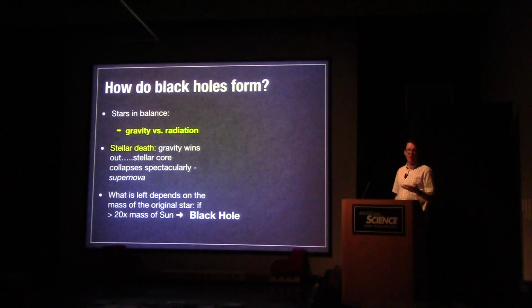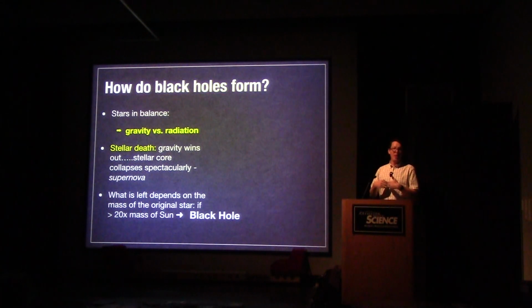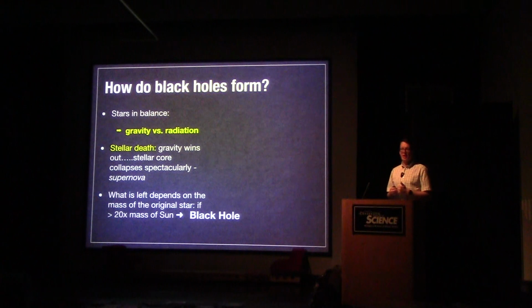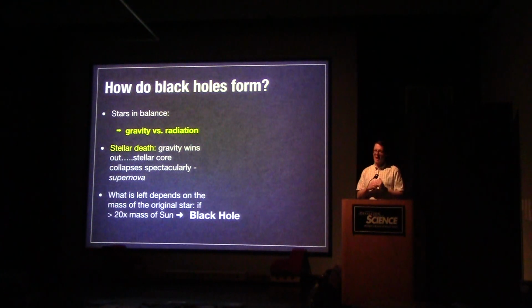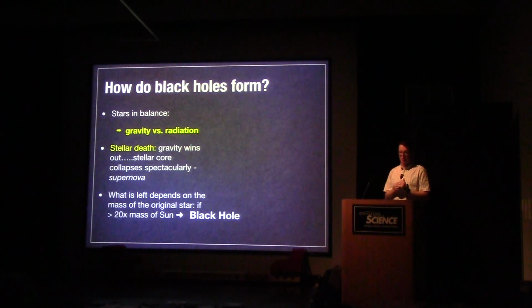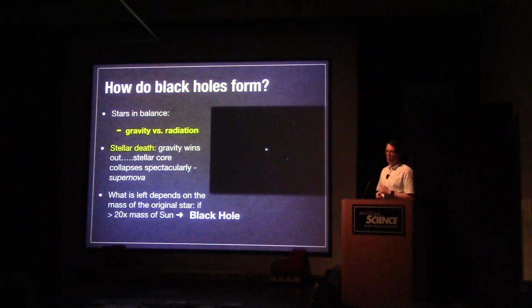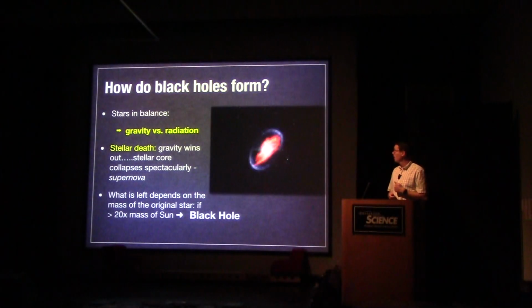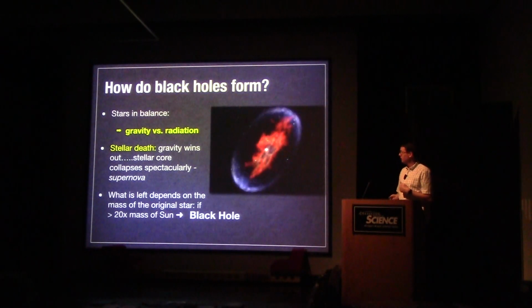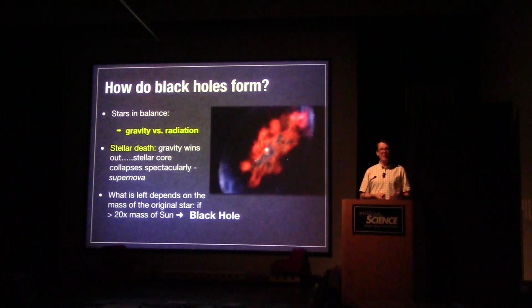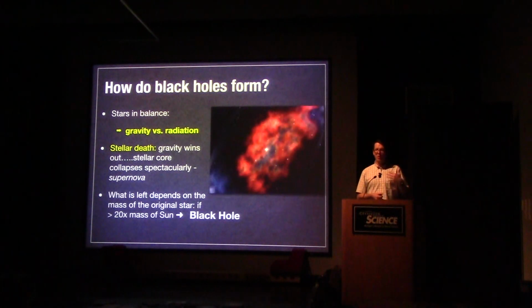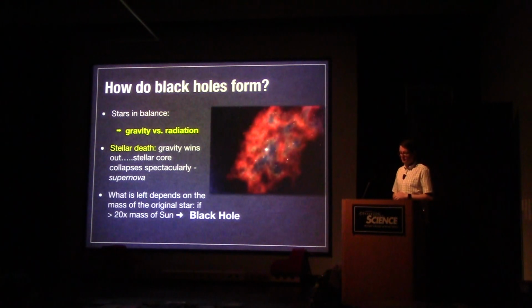However, at the end of a star's life, when nuclear fusion stops, the radiation turns off. And once the radiation turns off, gravity wins out in that battle between gravity and radiation, and the star will collapse. If the star is massive enough, you end up with a supernova explosion, and if the star is something like 20 times the mass of the sun or larger, we think we end up forming a black hole.